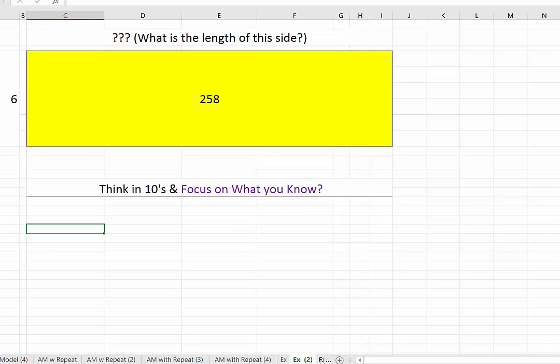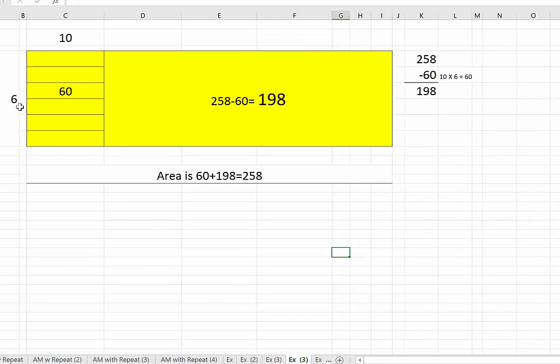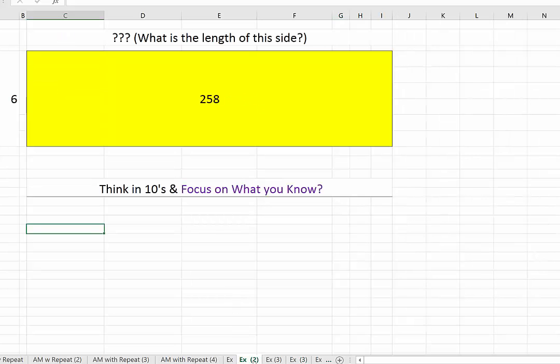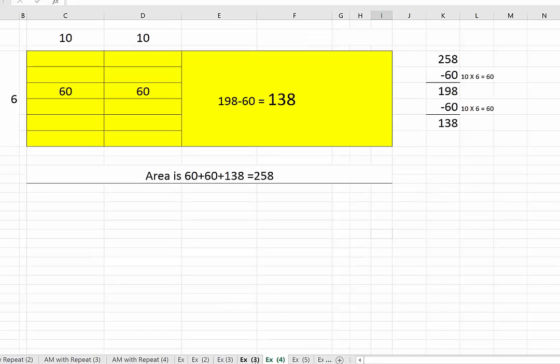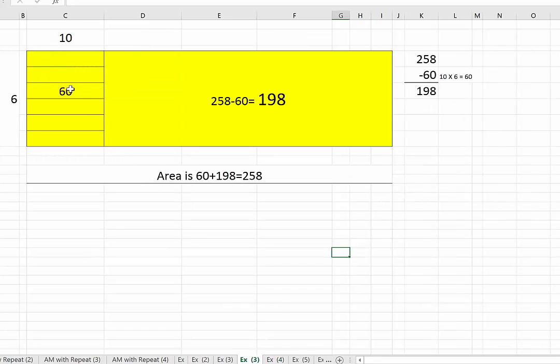And so, well, what do we know? We know that 6 times 10 is 60. So if we know 6 times 10 is 60, this area of our array is worth 60. And then this area over here is 258 minus 60 equals 198. Just to give you a recall, again, we started out with the area of this rectangle being 258. So that's a number you want to anchor to your brain right now as we move through it, and the 6 on the side. So when we did our first problem, we saw 10 times 6 is 60. So 258 minus 60 is 198.